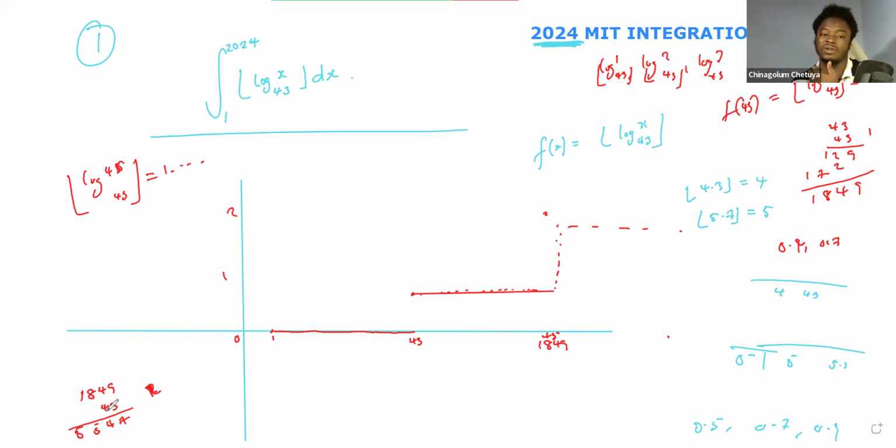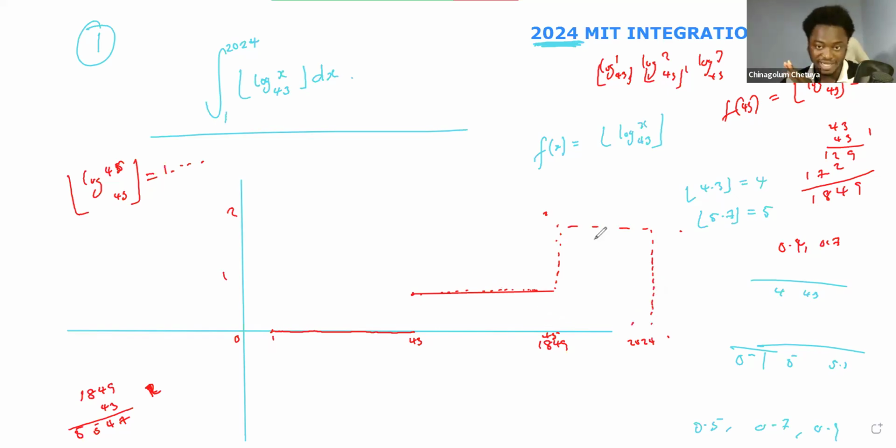So you see, we're going to end up with a number more than 2024. So we only have to consider the case whereby this function stops at a point 2024 here. So it's going to still be 2 until we get to 2024, somewhere around this. So this is the shape of this function.